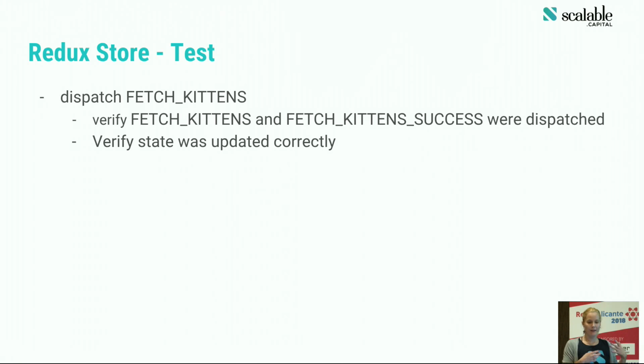And it all boils down to, that's what I actually want to do. I want to say, okay, I'm dispatching fetch kittens. And I want to verify that there are 2 actions dispatched, not only one, and that one of them is async. And I want to verify that the state was updated correctly, because that's what I see in my application. That's what actually my business logic is.